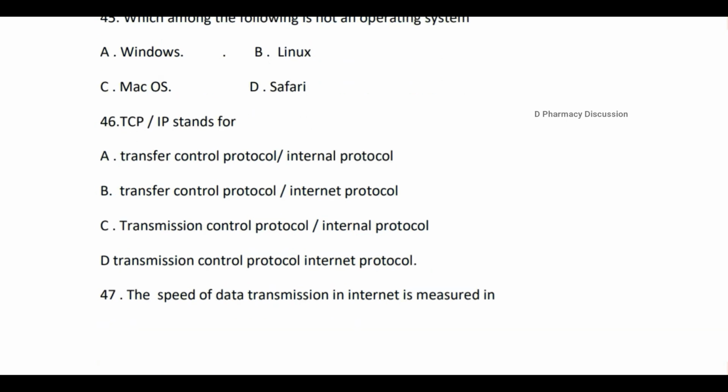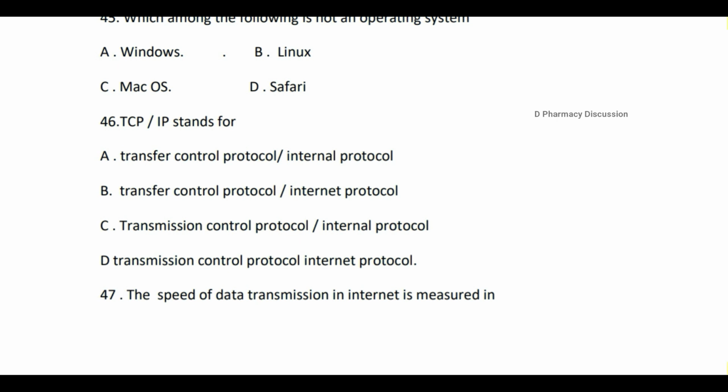Question number 46. TCP IP stands for. Options are A Transfer Control Protocol, Internal Protocol, B Transfer Control Protocol, Internet Protocol, C Transmission Control Protocol, Internal Protocol, D Transmission Control Protocol, Internet Protocol. Correct answer is option D, that is Transmission Control Protocol, Internet Protocol.